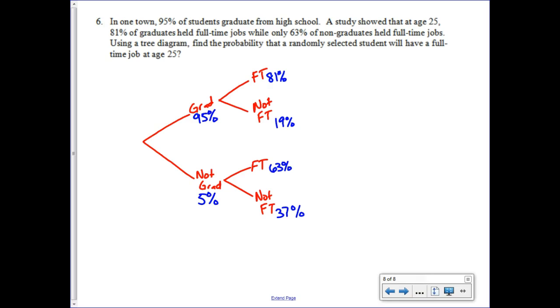So now we want to trace this branch. We want to find the probability that a randomly selected student will have a full-time job. So we want to know full-time job, full-time job. So we have 95% graduate, 81% of those have a full-time job. 5% do not graduate, and 63% have a full-time job. So 0.95 times 0.81 plus 0.05 times 0.63.